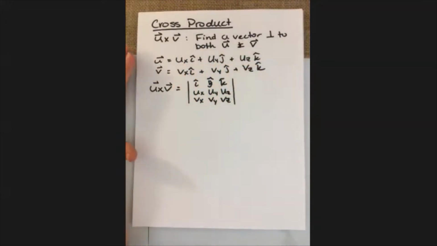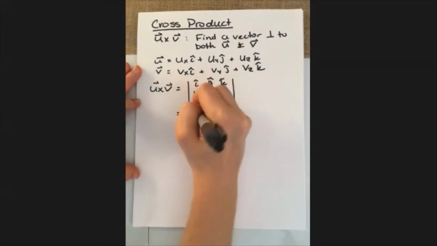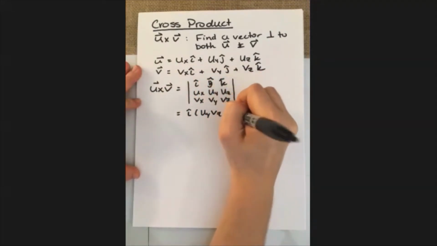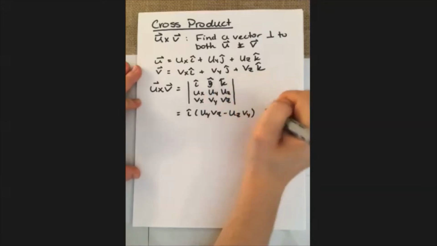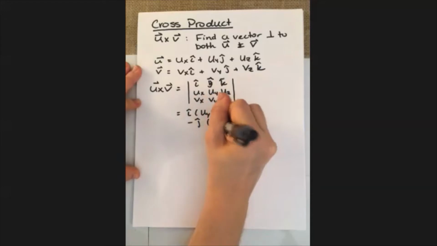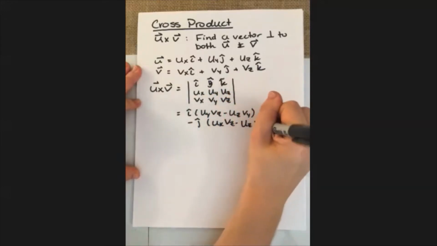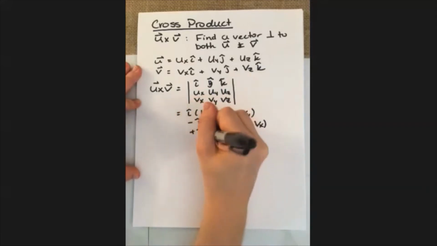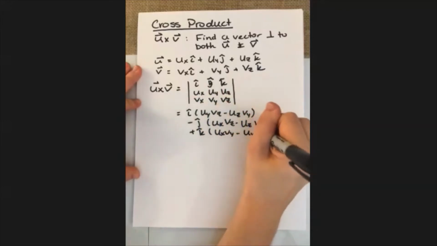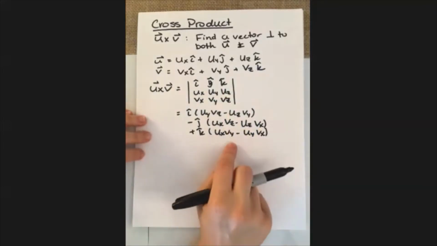Just like so. And then all you have to do is take the determinant of that, which if we want to write that out, you get i hat times (uy vz minus uz vy), minus, because we alternate the plus and the minus, j hat times (ux vz minus uz vx), and then plus k hat times (ux vy minus uy vx). If you're into memorizing formulas, this is the one that you're going to want to use for cross product.